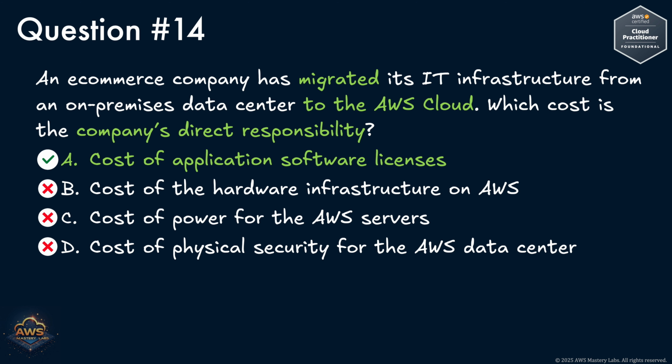Option A, cost of application software licenses. Even after moving to the cloud, the company is responsible for its application software stack. That includes the licensing for databases, third-party applications, or any middleware they install and use on AWS infrastructure. Whether the software is commercial or open source, AWS does not manage or pay for these licenses unless the company is specifically purchasing managed software through AWS Marketplace or services that bundle licenses.